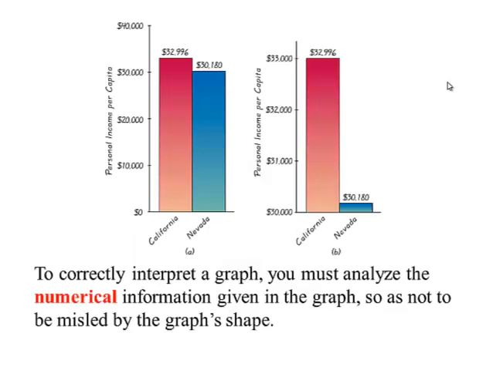Here's another example. This is personal income per capita for 2 states, California and Nevada. Now, when we start at 0, the differences are not exaggerated. If we started at 30,000, the differences would be exaggerated. To correctly interpret a graph, you must analyze the numerical information in the graph, so you will not be misled by the shape of the graph. Let's look at some pictographs.